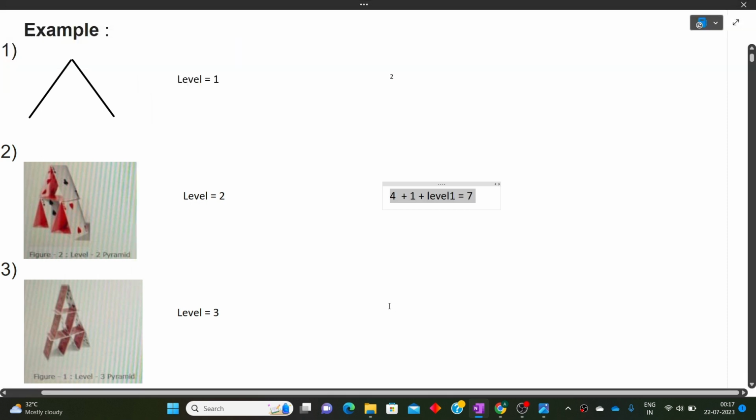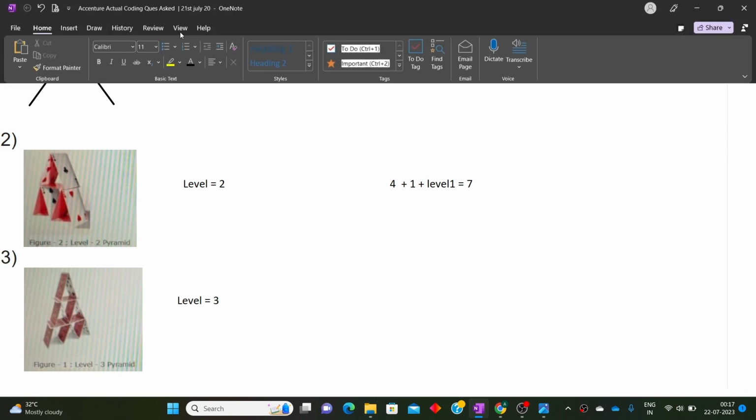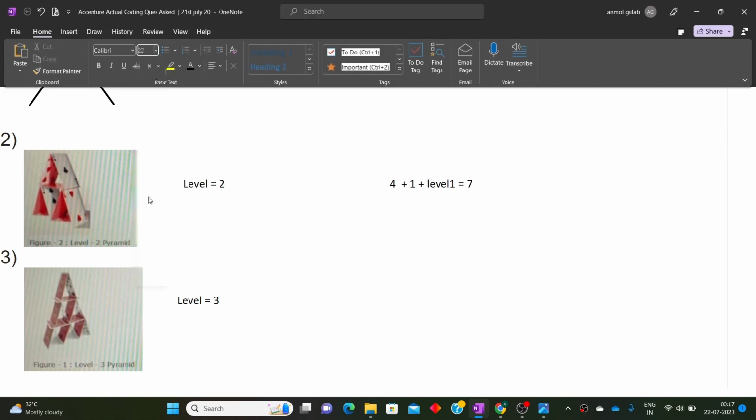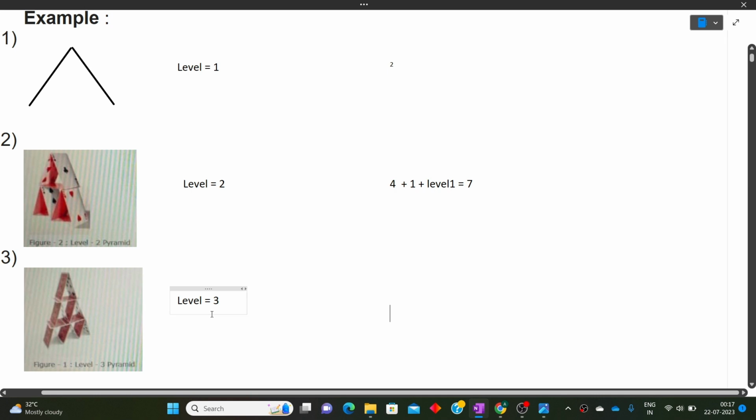Okay, now I'm moving ahead to level 3. As I have told you, on the current level 3, we have to find the total number of cards for a level 3 pyramid. We know that this is level 1, this is level 2, and this is level 3. First, our aim is to find how many cards have been used in forming level 3 only. In level 3, there are 3 triangles.